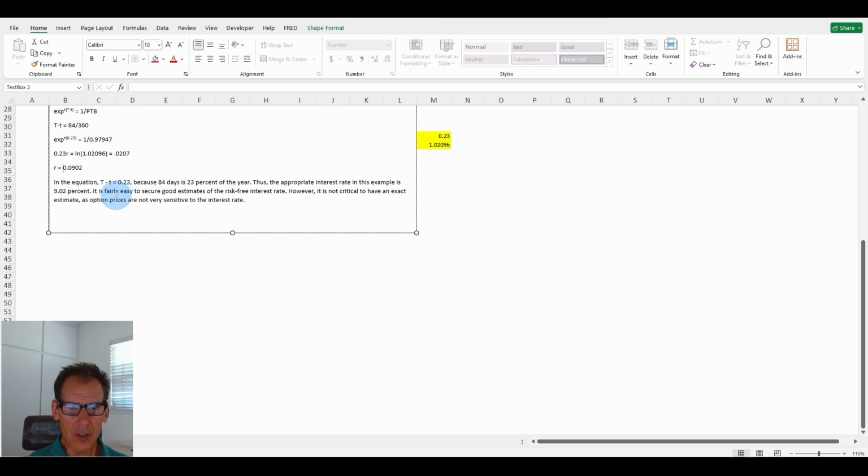It's fairly easy to secure good estimates of the risk-free interest rate. However, it is not critical to have an exact estimate as option prices are not very sensitive to the interest rate.